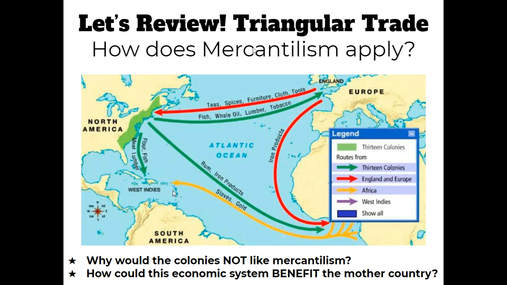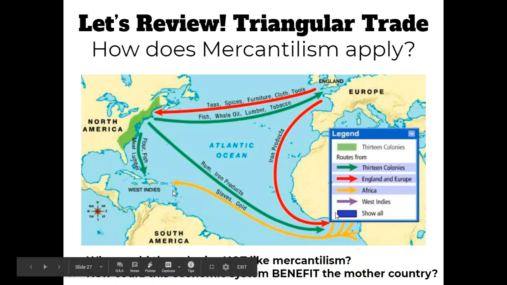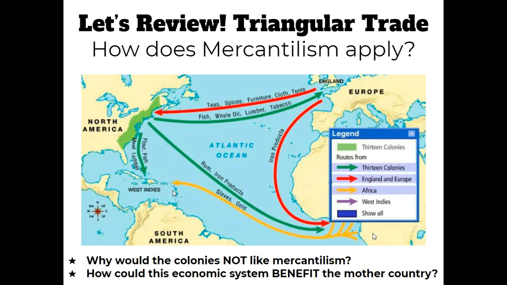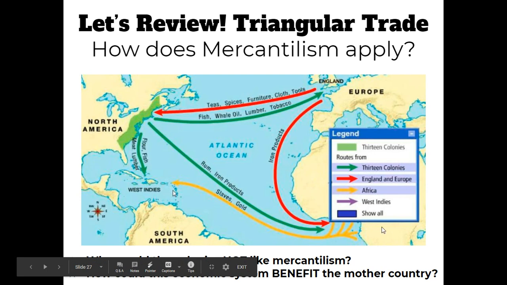An explorer would leave English ports. They would travel to the coastline of Africa with iron products, alcohol, weapons, cloth. There is a large market there in the kingdoms of Africa for those goods. They would then trade those goods and they would leave African ports with enslaved Africans on their ships. And so that's this gold line here.